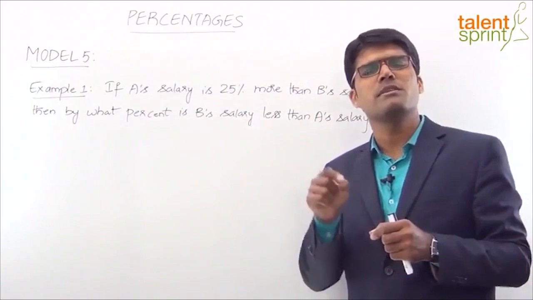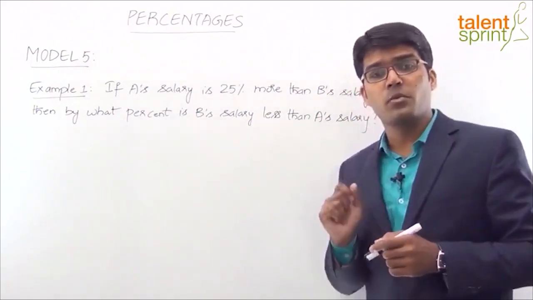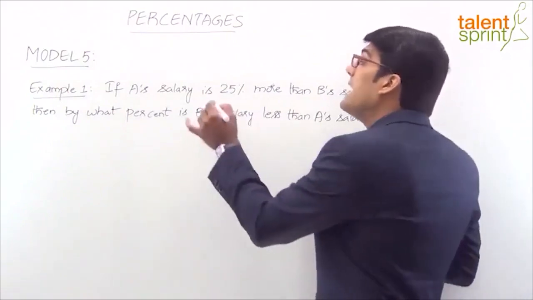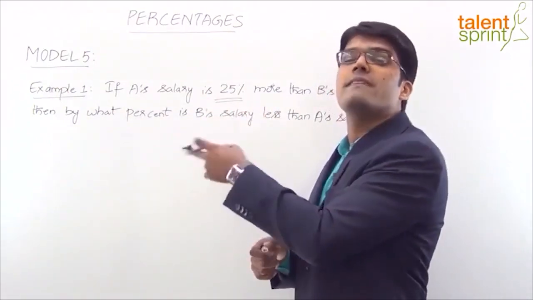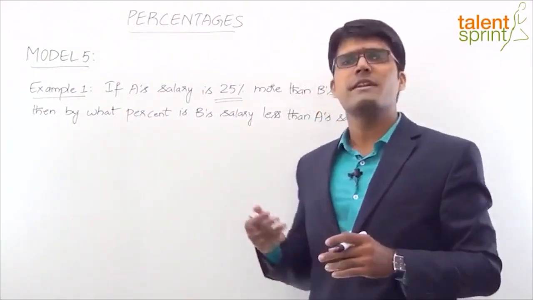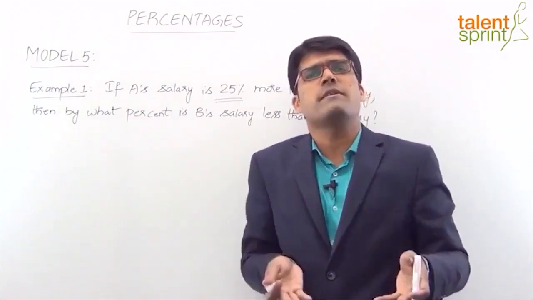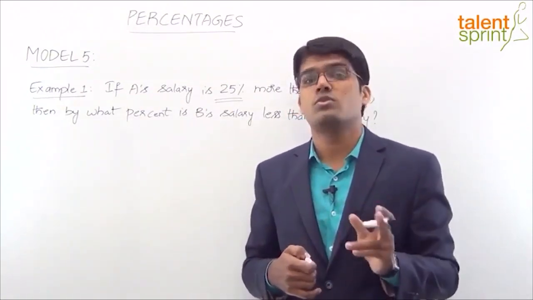So we can apply the formula (B minus A) by A into 100, right? Now before we actually solve it, one important point to be noted here is, since A is 25% more than B, it does not mean that B is 25% less than A. Many students commit this mistake, right? They say if A is 25% more than B, then B has to be 25% less. Understand, when it comes to percentages, it is not true.